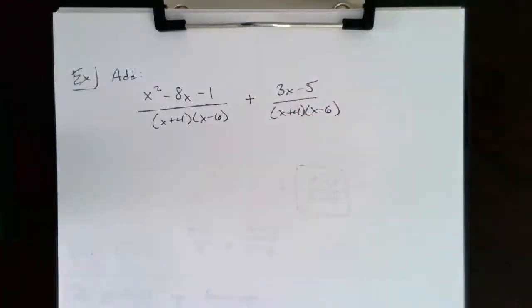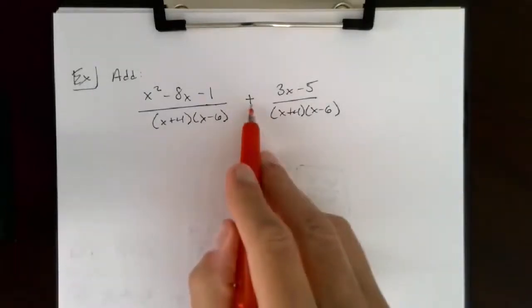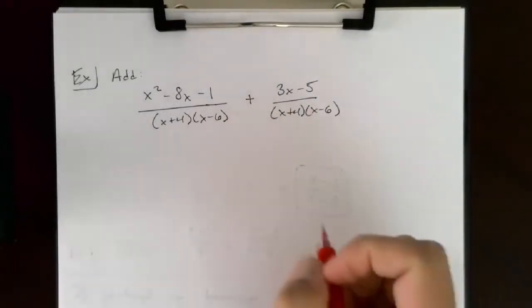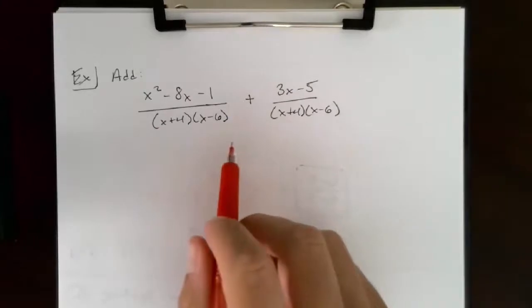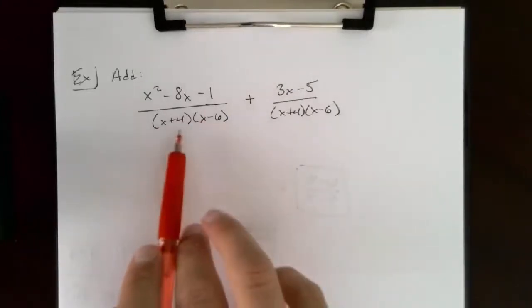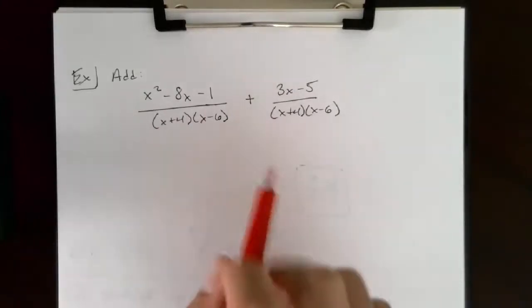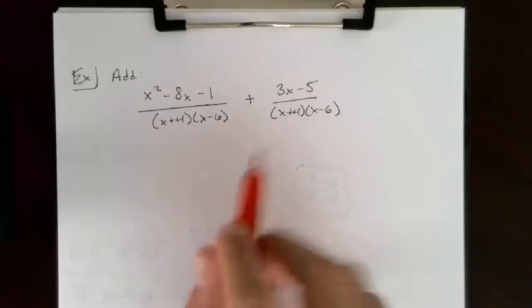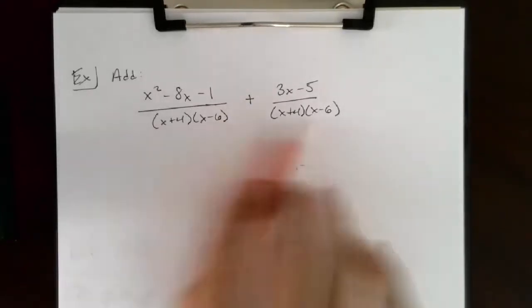Now remember, this could say perform the indicated operation. You know the operation's addition because of the plus sign in between these two rational expressions. And the first thing you would need is a common denominator. In this case, we do have one. Our denominators are the same, so you don't have to bother finding it. Later on, you'll notice that this being in factored form actually helps us.